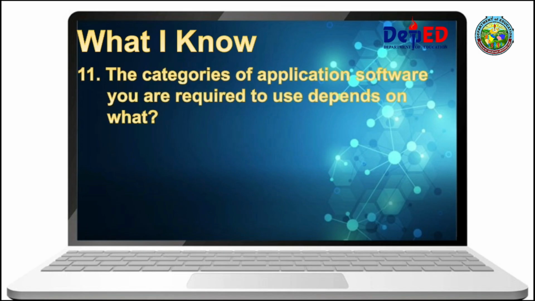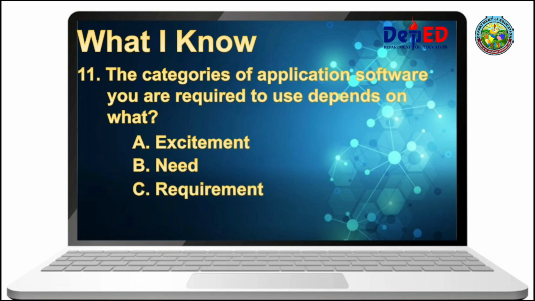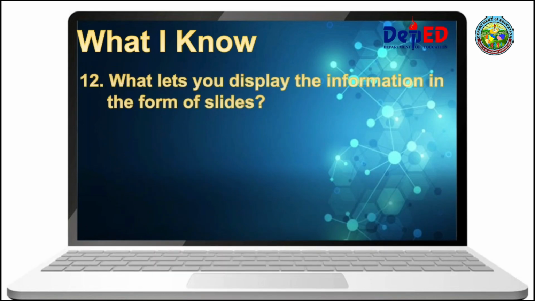Number 11. The categories of application software you are required to use depend on what? A. Excitement. B. Need. C. Requirement. Or D. Want. The correct answer is B. Need.